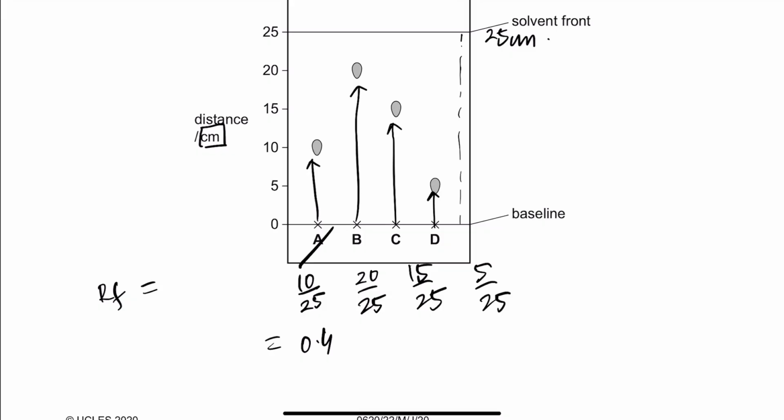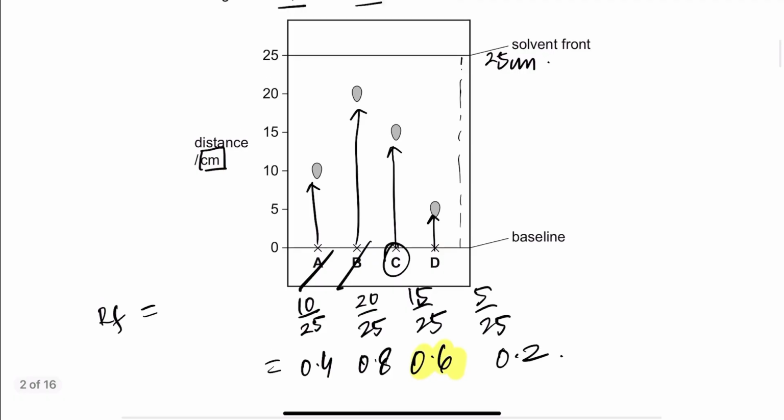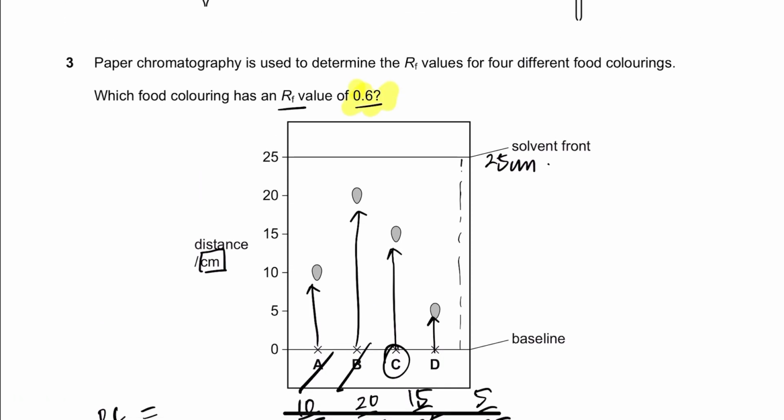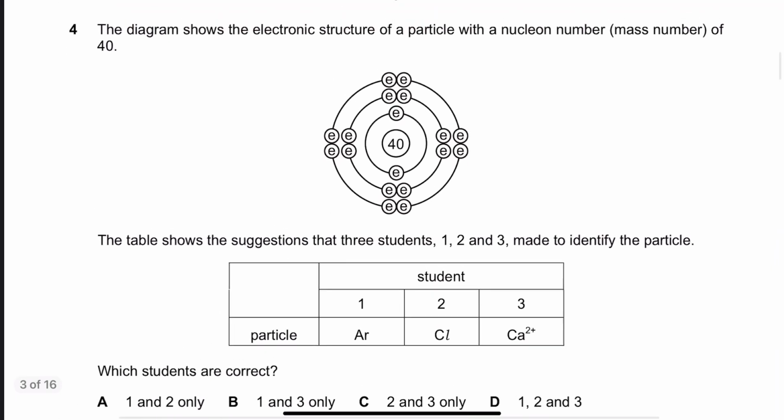B is 20 divided by 25. It gives us 0.8. We need 0.6. So B is also not our answer. C is 15 divided by 25. That is 0.6. And my guess was right. C is our answer. If you look at D, D is actually 0.2. Right? So C is our answer because it wanted 0.6 RF value.